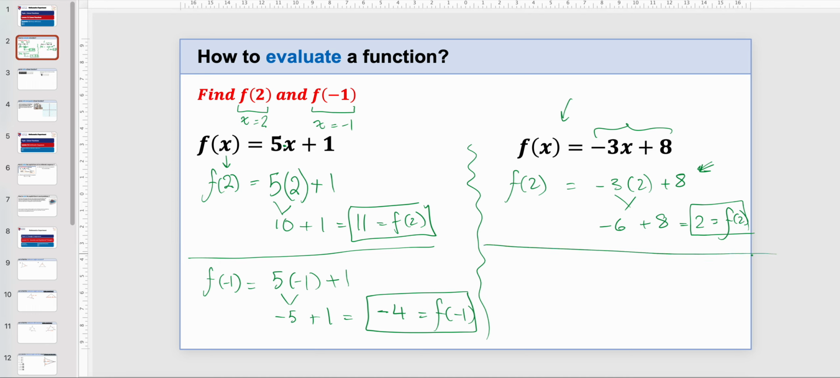So the value of f of 2 for every function is different. It's not the same. Now here, f of negative 1, same here. I'm not gonna get negative 4 because I'm using a different function. Instead of x, write it as negative 1. Negative 3 times negative 1 is basically 3, but positive, using smiley faces. Plus 8, add them up, it's gonna be 11. And that's the value of f of negative 1 for this function. And that's it. So this is the first idea done.